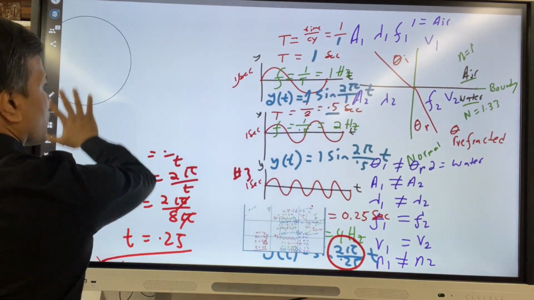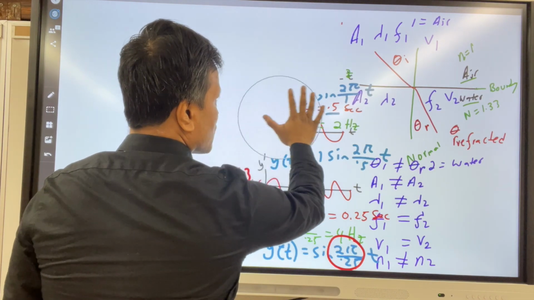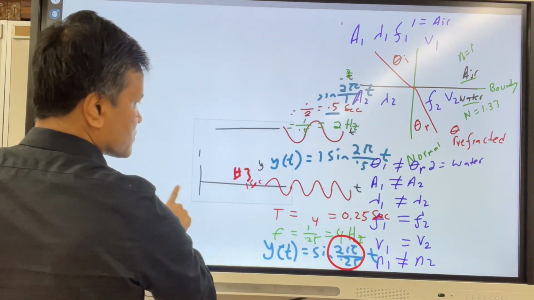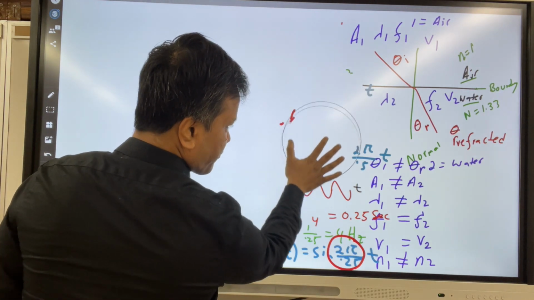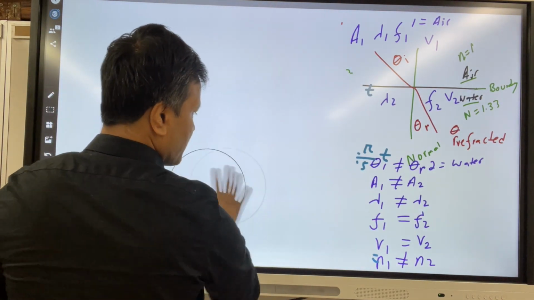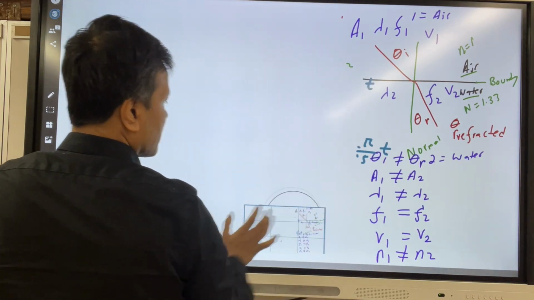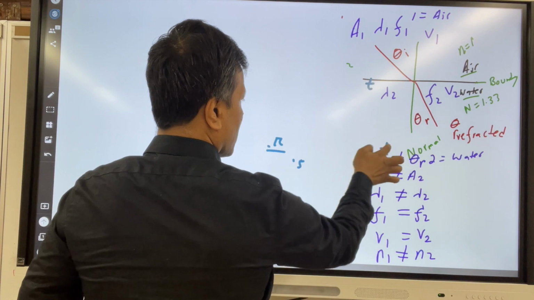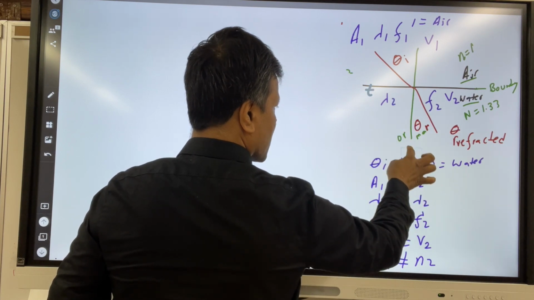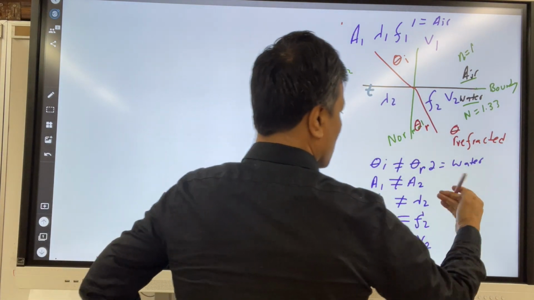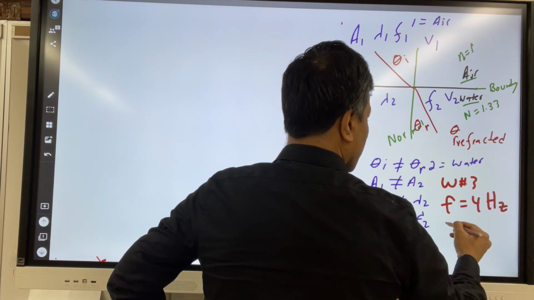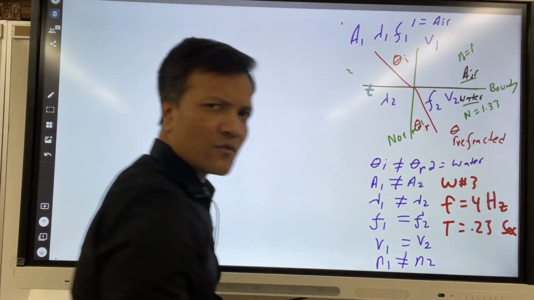Okay, now let's use wave number 3 to discover those things. Let's make sure I don't erase it. Okay, this is wave number 3, and this is what we're going to discover. Good. I move them. All right. For wave number 3, I just want to remind you, normal is over here. So we're going to analyze wave number 3. Wave number 3 frequency is 4 hertz, and period is 0.25 second. Don't forget that.